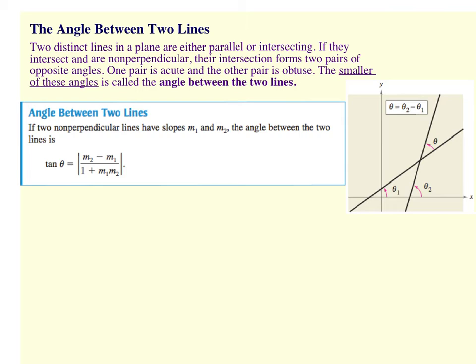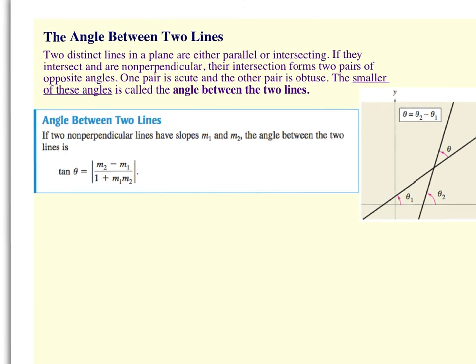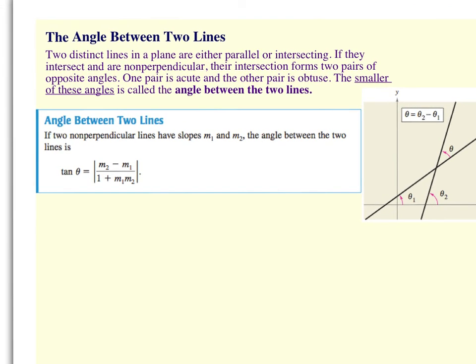Two distinct lines in a plane are either parallel or intersecting. If they intersect and are non-perpendicular, their intersection forms two pairs of opposite angles. One pair is acute and the other pair is obtuse. The smaller of these angles is called the angle between the two lines.